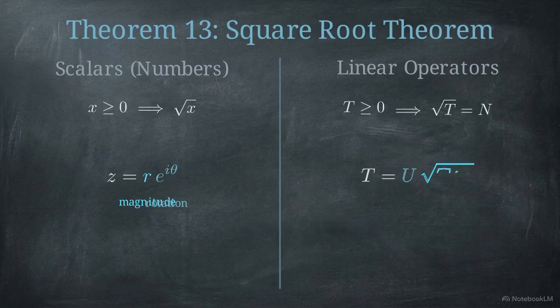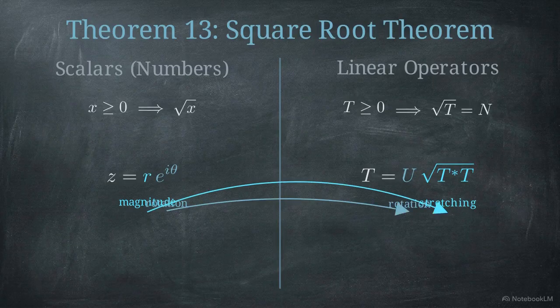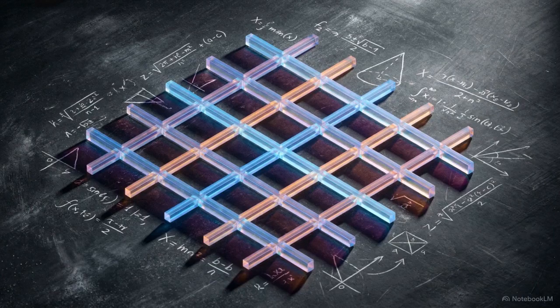We can break them into two parts, a positive square root that handles stretching, and a unitary operator U that handles the rotation. Recognizing positive operators allows us to break down complex transformations, revealing how they stretch and rotate just like the numbers on a complex plane.